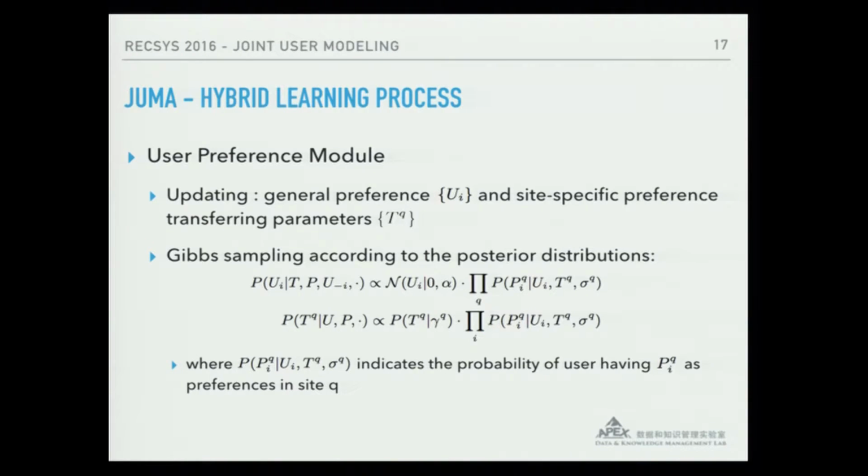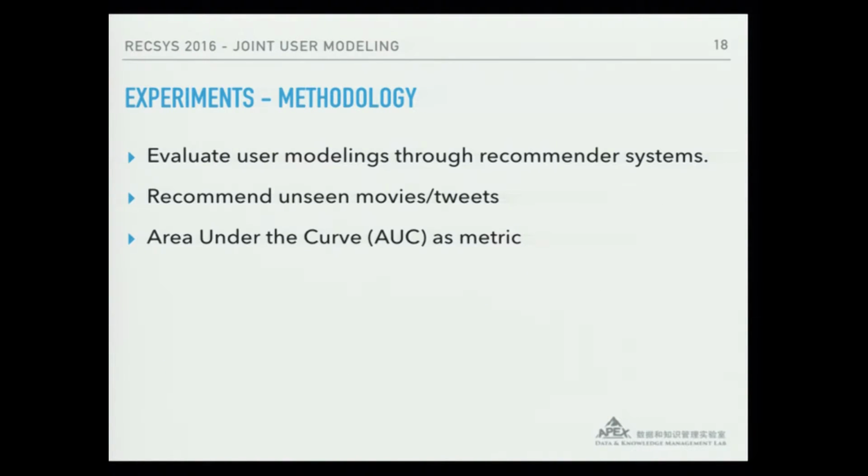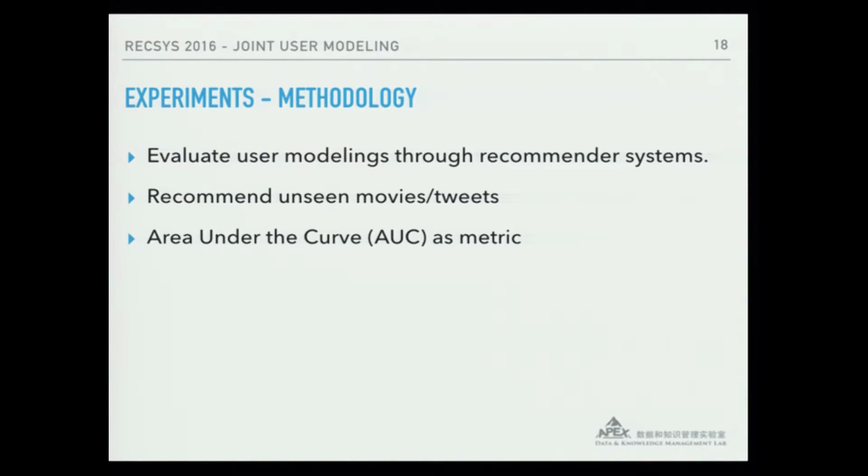As we do not have the users' underlying general preferences as ground truth, for the experiment, we can only evaluate the user modeling through recommender systems. Specifically, we designed recommender systems using different user modeling techniques as the backend to recommend the unseen movies and microblogs in the two sites. We use area under the curve as the key metric during our experiment.